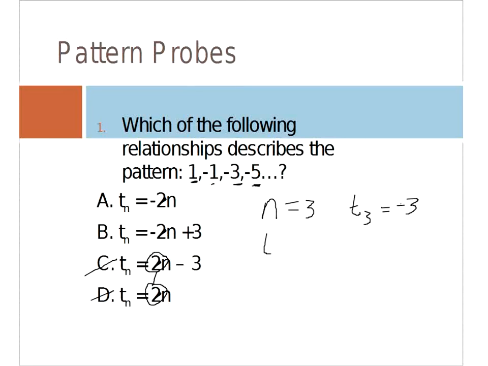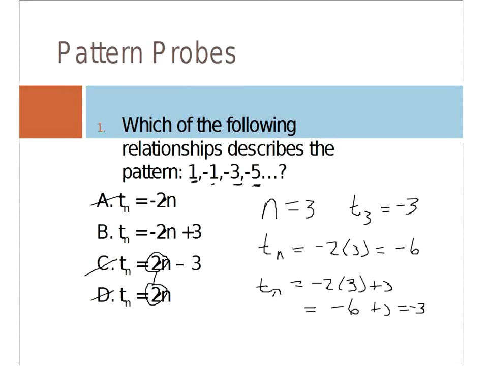And so what we can do now is plug into our two choices and see if we get this negative 3. So when I plug in n equals 3 to the first choice, answer A, we see that's negative 6, which is not the value that we want. We need this negative 3. And so to double check, if I plug in this value of 3 for n into the equation in B, what I have here is negative 6 plus 3, and that does equal negative 3. And so what we have here is the answer of B.